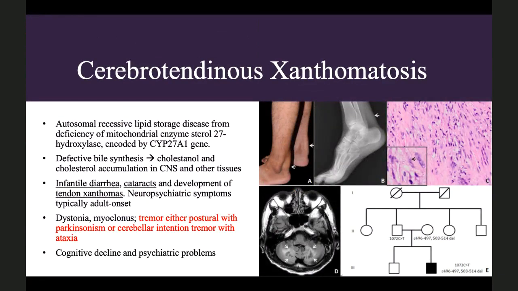Next, we come to Cerebrotendinous Xanthomatosis. This is an autosomal recessive lipid storage disease. It occurs from a deficiency of sterol 27 hydroxylase encoded by CYP27A1 gene. This causes defective bile synthesis, which in turn results in accumulation of cholestanol and cholesterol in CNS and other tissues. Classically presents with infantile diarrhea, with cataracts and tendon xanthomas, but can also present with neuropsychiatric symptoms and a tremor, which is either postural with Parkinsonism or cerebellar intention tremor.